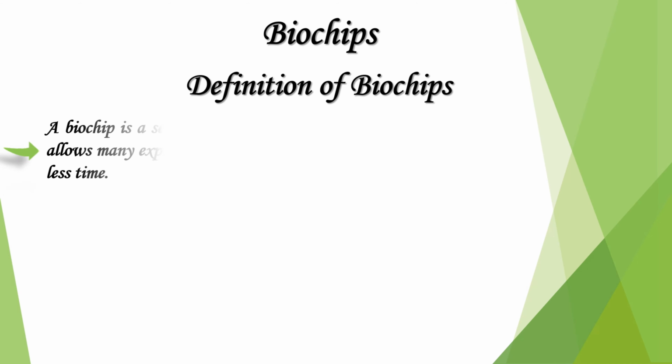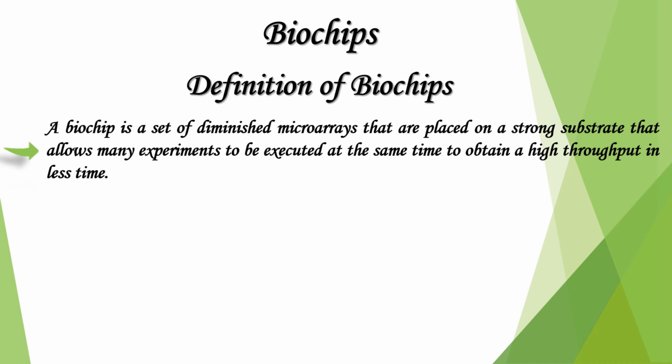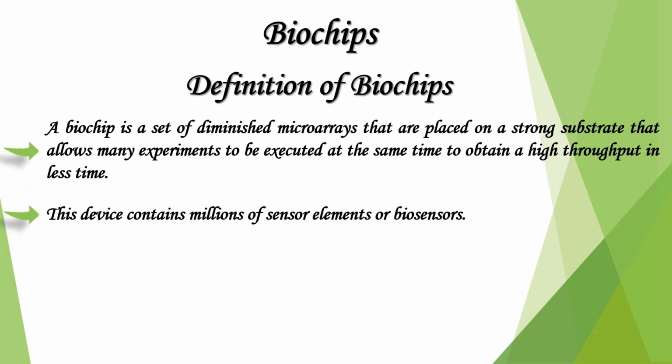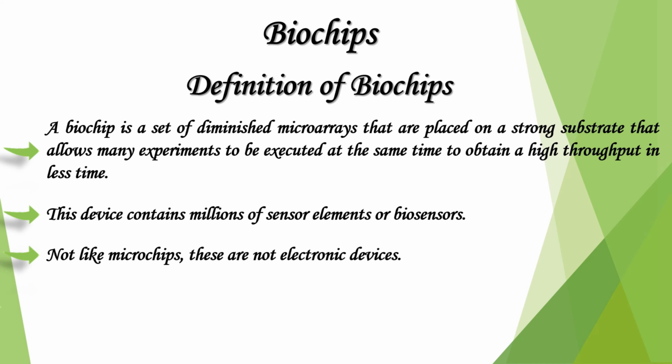Definition of biochips. A biochip is a set of miniaturized microarrays placed on a solid substrate that allows many experiments to be executed at the same time to obtain a high throughput in less time. This device contains millions of sensor elements or biosensors. Unlike microchips, these are not electronic devices.